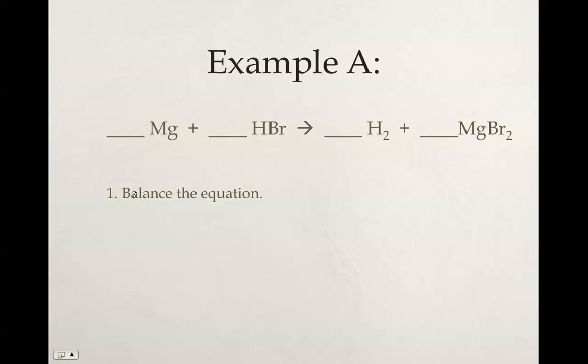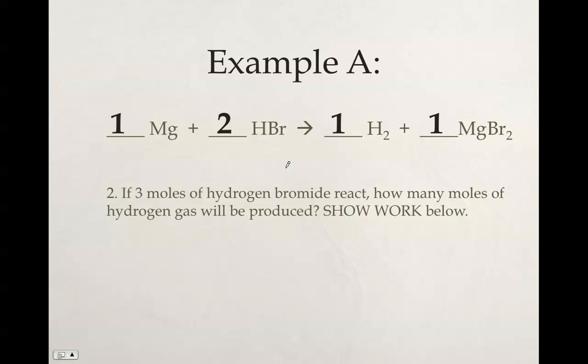All right, so here we're going to first balance the equation. We need a 2 in front of the HBr, and then we have 1s in front of all the other compounds. Now if we have 3 moles of hydrogen bromide that react, how many moles of hydrogen gas will be produced? This is with the assumption that magnesium is in excess. We have plenty to react with the hydrogen bromide. You start with what you are given, which is 3 moles of hydrogen bromide, and this is where you do need to write the chemical formula. We talked earlier about how you didn't necessarily have to show it, but with this mole to mole conversion, we need to show it.